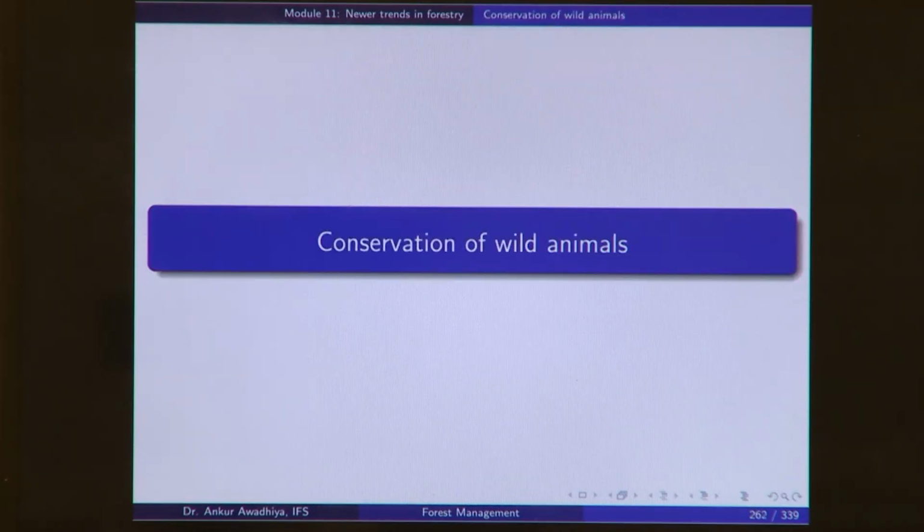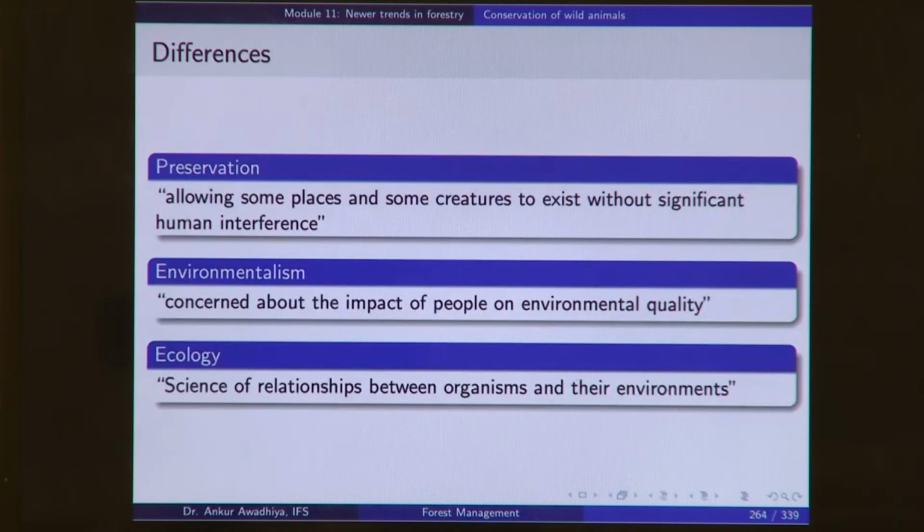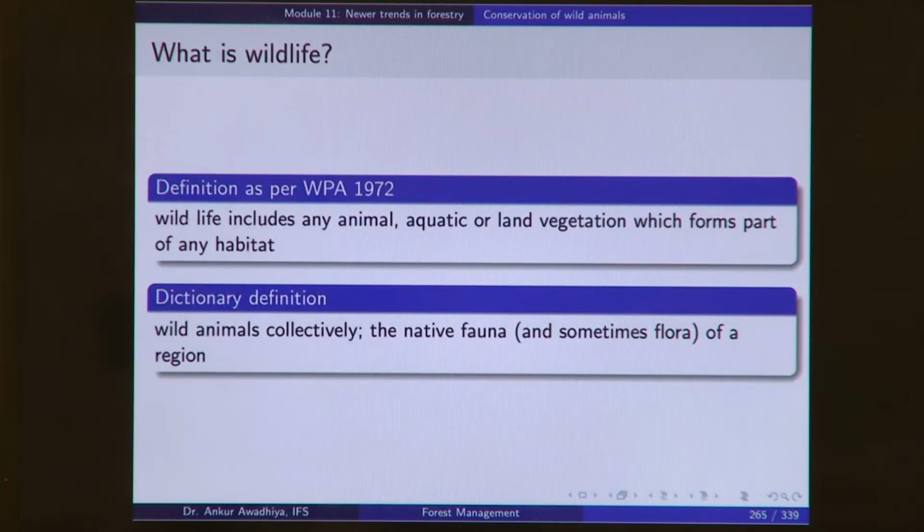Now finally, we looked at the conservation of wild animals. So conservation comes from the word roots, con and servare, which is keep together. It is different from preservation, environmentalism and ecology. Wildlife is defined in the Wildlife Protection Act. It includes any animal, aquatic or land vegetation which forms part of any habitat.